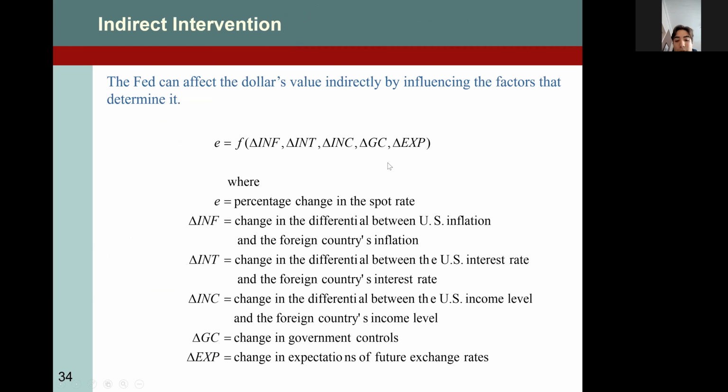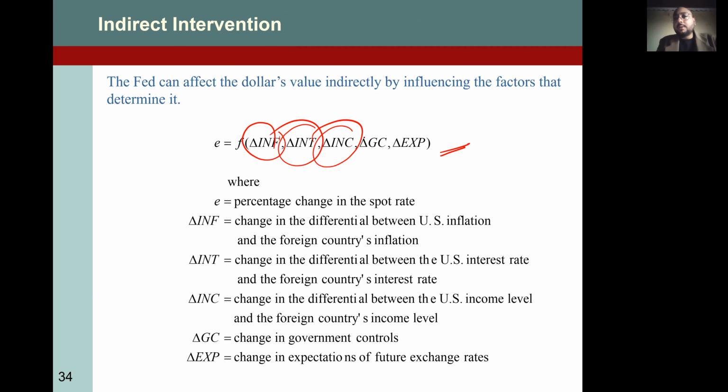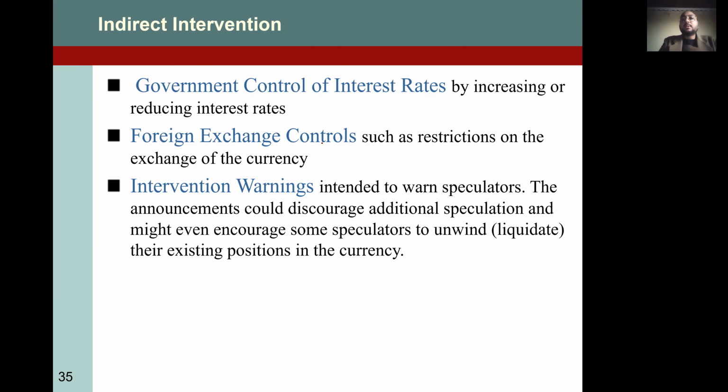Yeah, understood. Good. So now indirect intervention. We already talked about that. So indirect intervention works through inflation, income, interest, government control, and expectations. If government increases the interest rate, it increases the exchange rate as well. We talked about that: if the interest rate is higher in that country, that country will receive more foreign cash flows.